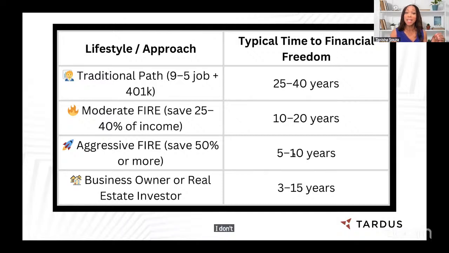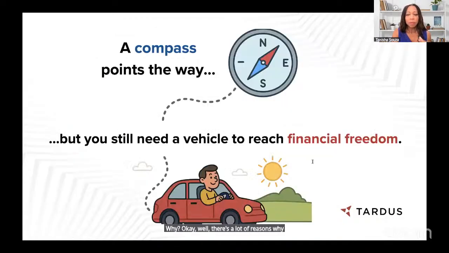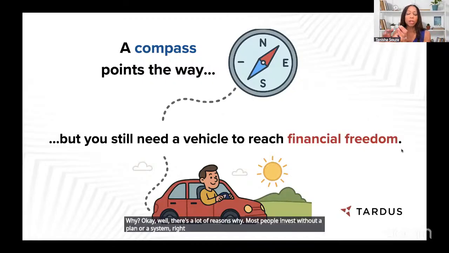I don't know too many clients that are saving 50% of their income, but they're able to do it in an average of 5 to 10 years. Why? Okay, well, there's a lot of reasons why. Most people invest without a plan or a system, right? They hear about this particular investment. They say, oh, real estate's where it's at. I want to do that. Oh, this type of fund. Oh, crypto. They're kind of all over the place. They're investing without a system. It's like driving without a compass or a GPS.